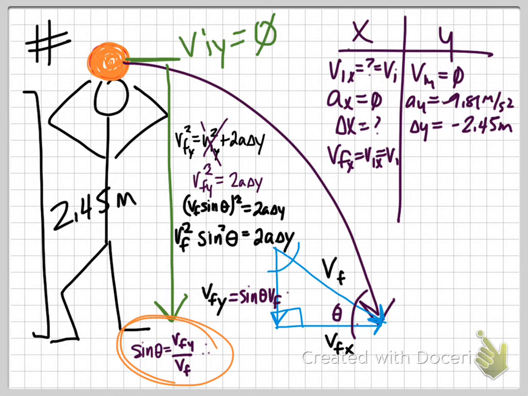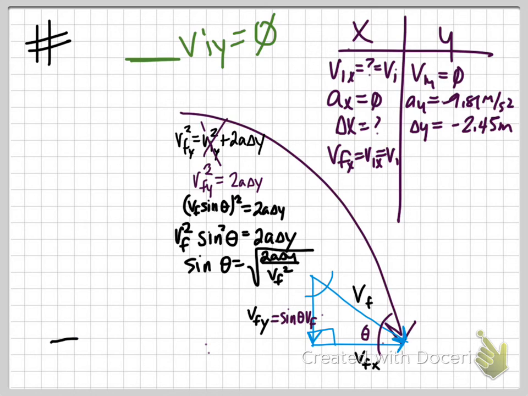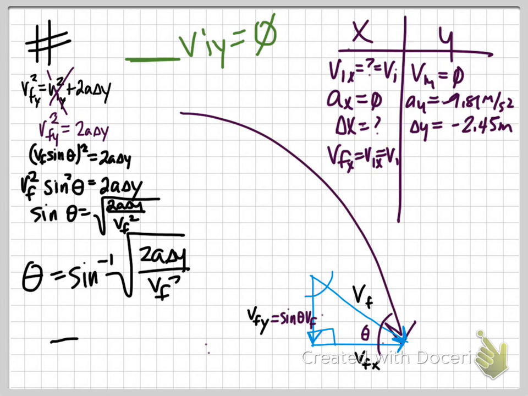Okay, cool. Oh, this is pretty. I like this. So sine squared theta equals 2a delta y over Vf squared. Take the square root of that whole shebang. That gets rid of that. So then inverse, I need new paper. Okay, so theta equals the inverse sine function of the square root of 2a delta y over Vf squared.